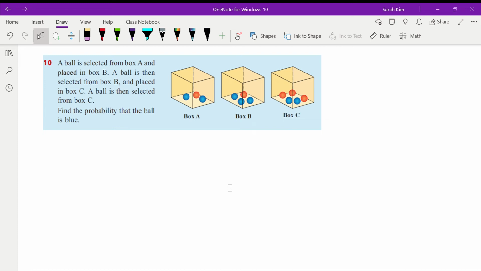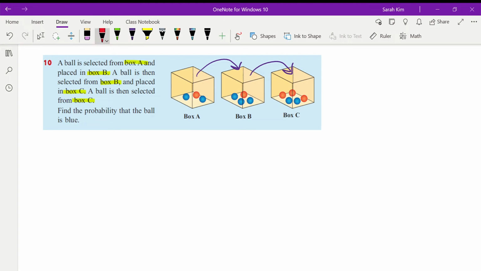This one is a red question, meaning it's probably a little bit harder than our usual question, but let's still give it a go. A ball is selected from box A and placed in box B. A ball is then selected from box B and placed in box C. A ball is then selected from box C. Once you pick something out, it goes in there, and then once you pick something out, it goes in there, so it'll affect every event. Find the probability that the ball is blue.